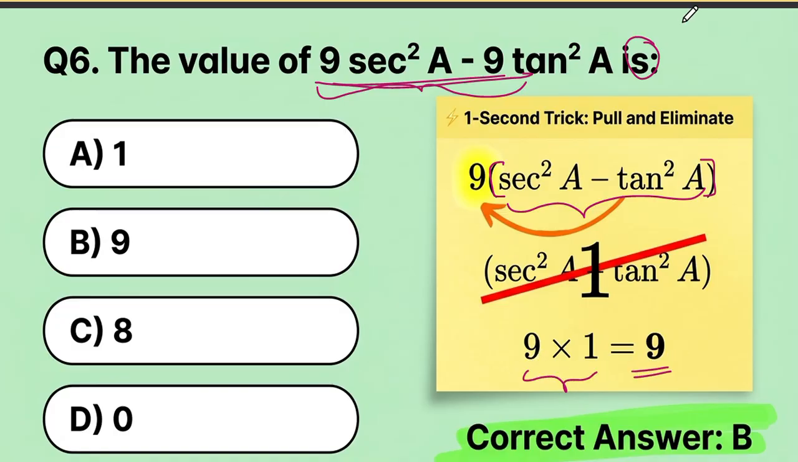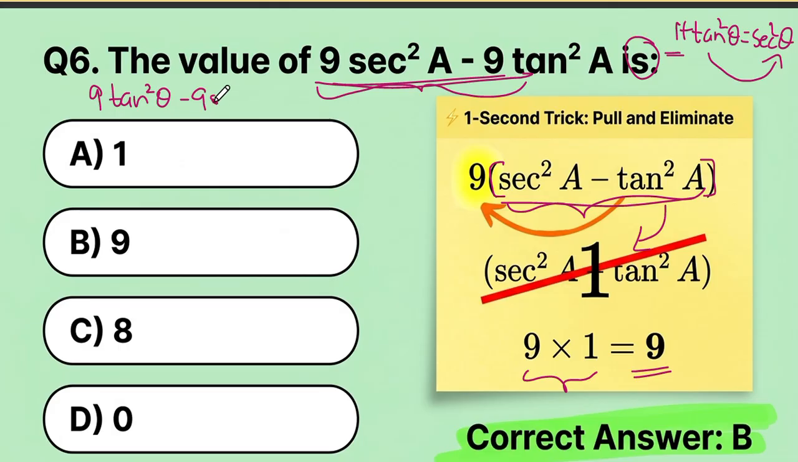So we have the identity 1 plus tan square theta is equal to sec square theta. If we take this tan square theta to this side, it becomes sec square theta minus tan square theta, which is equal to 1. So the identity is sec square minus tan square equal to 1. Suppose the question is 9 times tan square theta minus 9 times sec square theta. It is now reversed, so in that case the answer is minus 9, 9 times minus 1. But here it is given in the order, so the answer is 9.